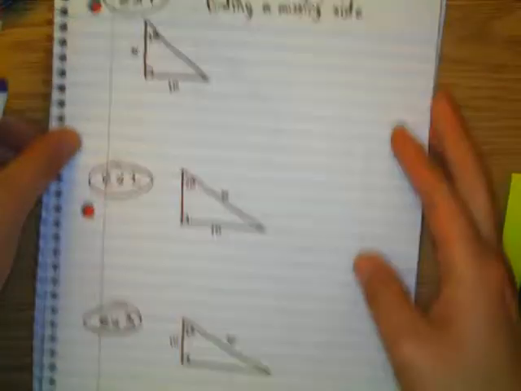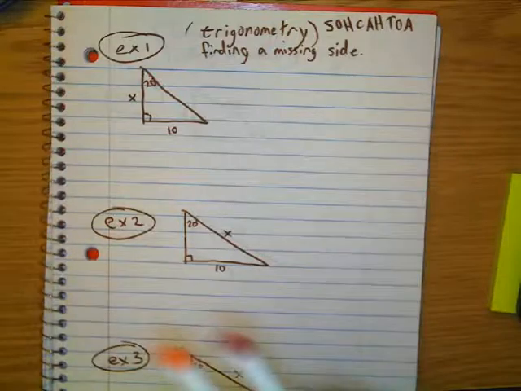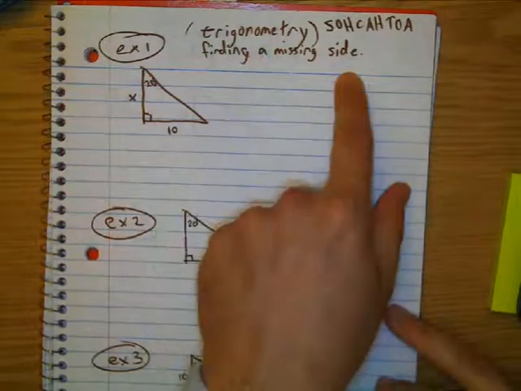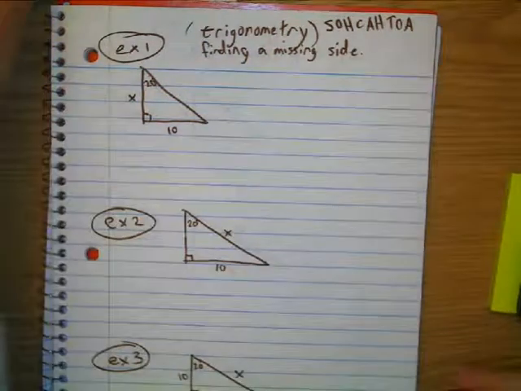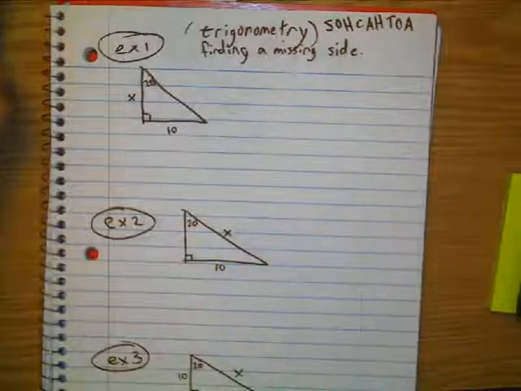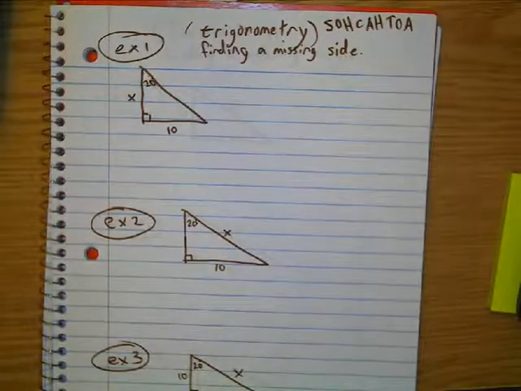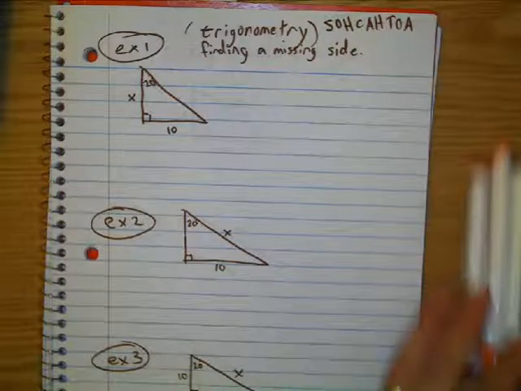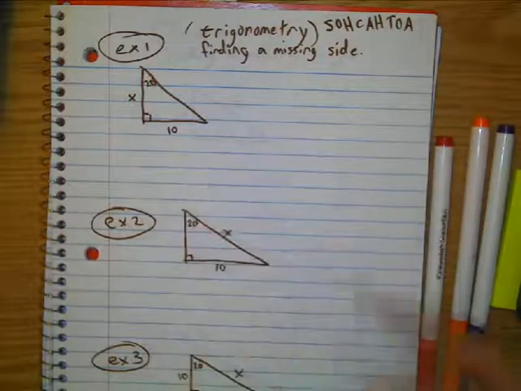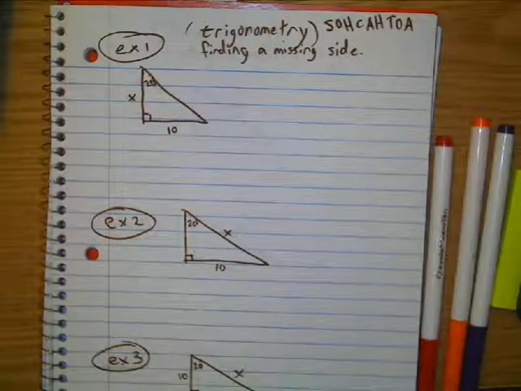Here are three examples we're going to be doing, and we're going to be trying to find a missing side. I'm going to show you how to use the calculator, and if you don't have the calculator, I'm going to show you how to use the table. The first thing I'm going to do is mark what we have.